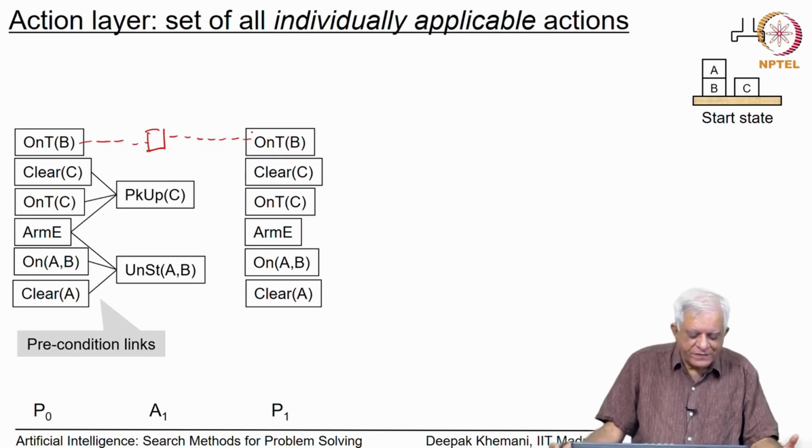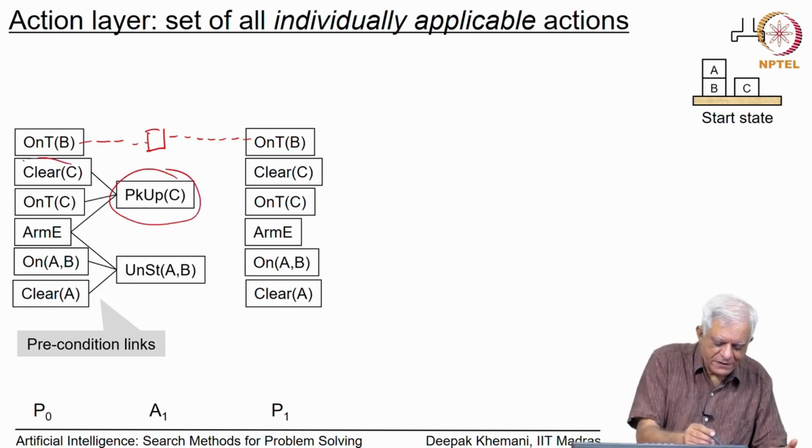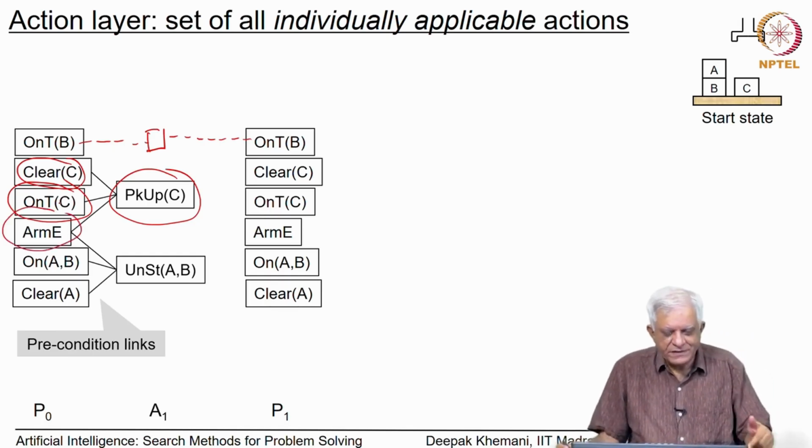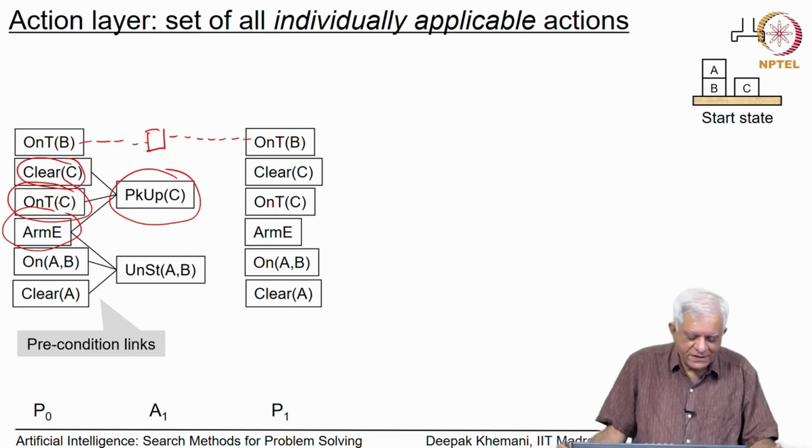So, you can see here, for example, that for pick up C, it must be true that C is clear, it must be true that C is on the table, and it must be true that arm is empty. So, the three precondition links make this connection and store it in the planning graph essentially. Likewise, for the other action, unstack A B.